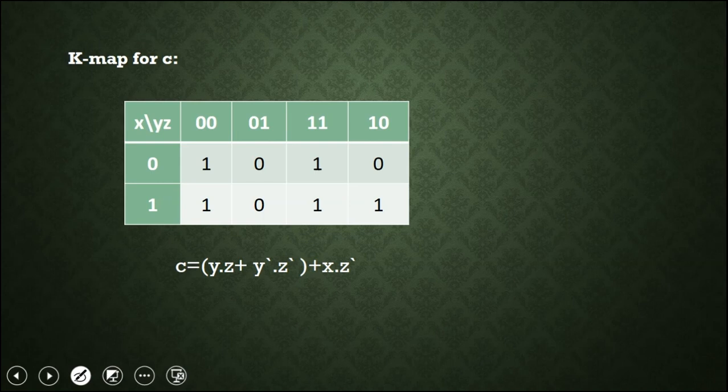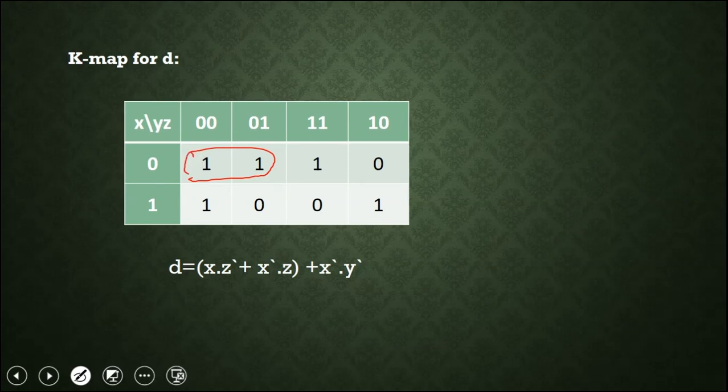Now K map for C. Now start making groups of ones again for this output. This will be the first group, and the changing bit in this group is X, so the result is Y complement Z complement. This will be the second group for this K map, where the changing bit is X again. The result is YZ. This is the last group for this K map, where the changing bit in this group is Y, so the result is XZ complement.